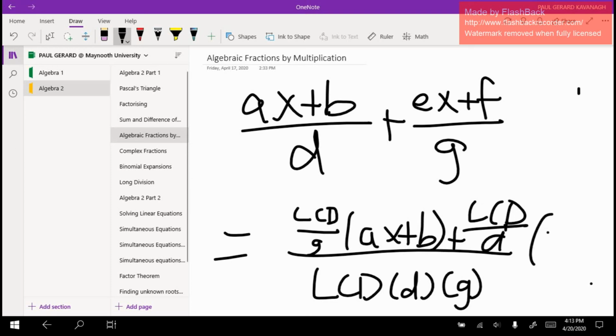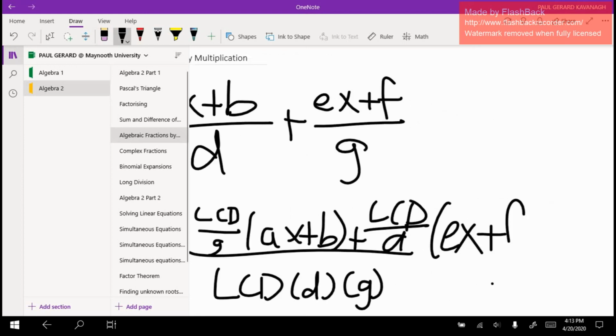Stupid drawing. Where did it go? There we go. Let me see if I can still draw it. Okay. My god, that annoys me so much.